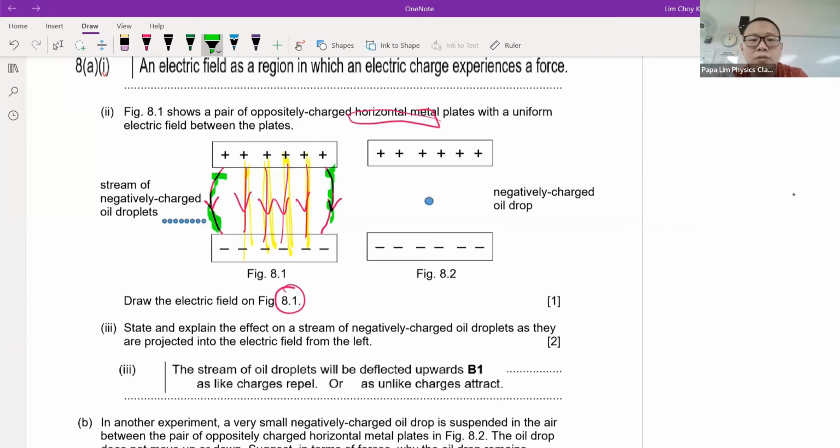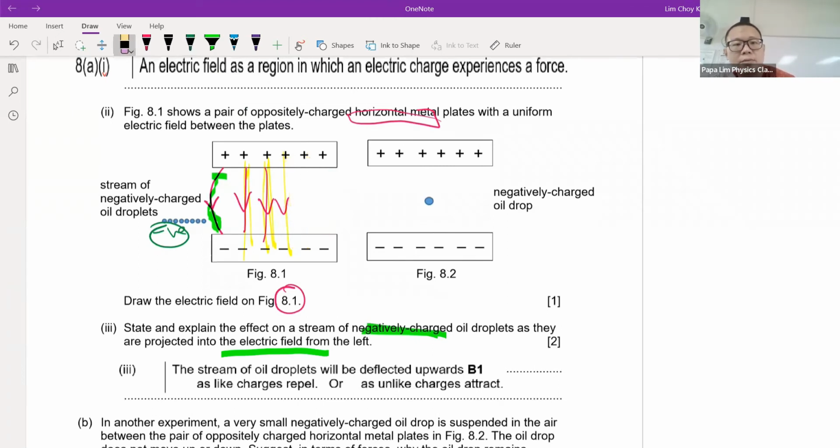Then after that, based on the question, I have a stream of negative charged droplets projected into the electric field from the left. Negative charge, what's the impact? This is where your electrostatics comes in: unlike charges attract, like charges repel. So let me erase a bit. You have the electric field here. If I have a negative charge object, an oil droplet here, you'll find that this plate is negative, this plate is positive, and the negative droplet will be attracted to the positive plate. Which means your oil will be pushed upwards because of the attraction.